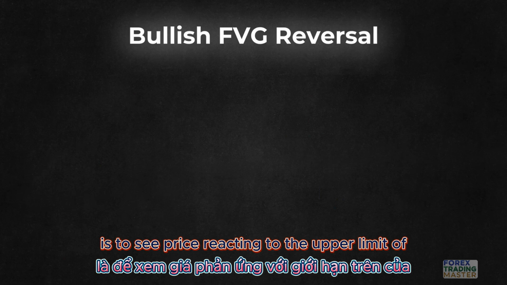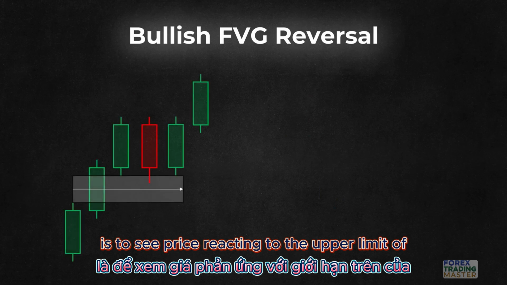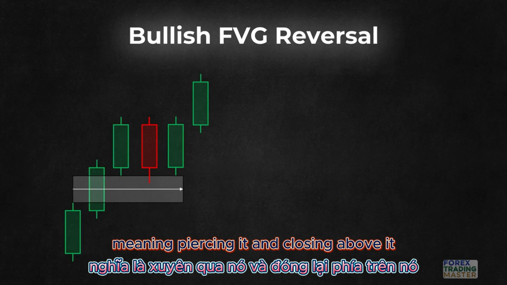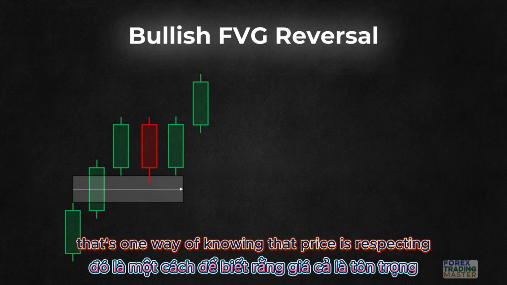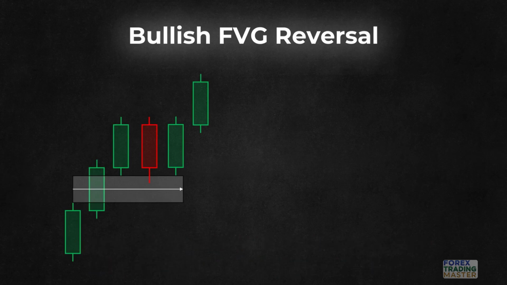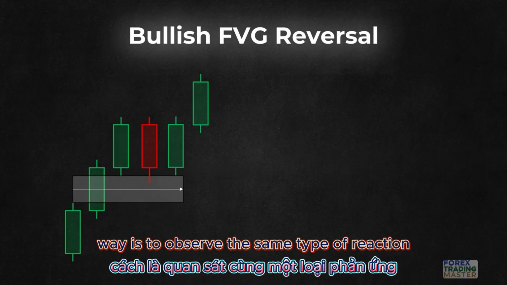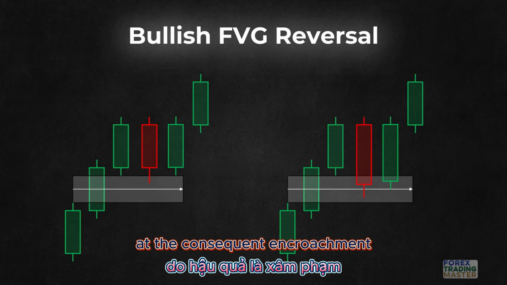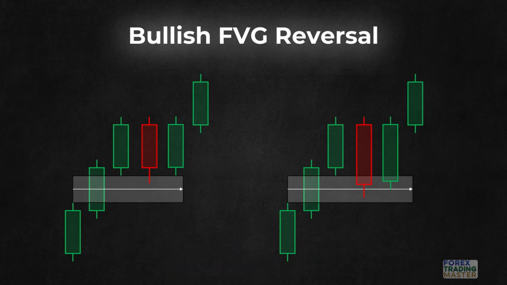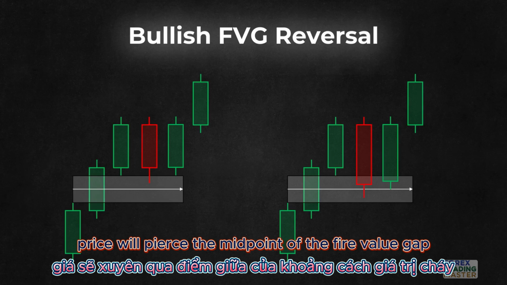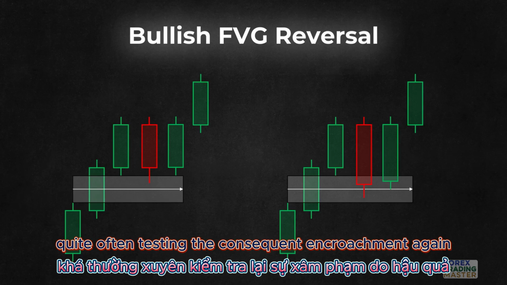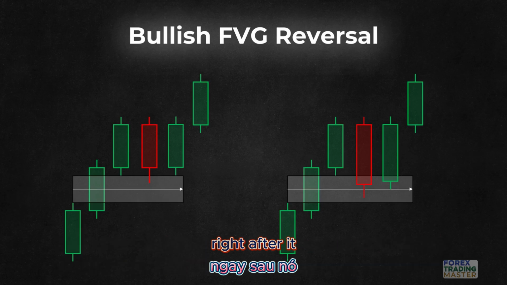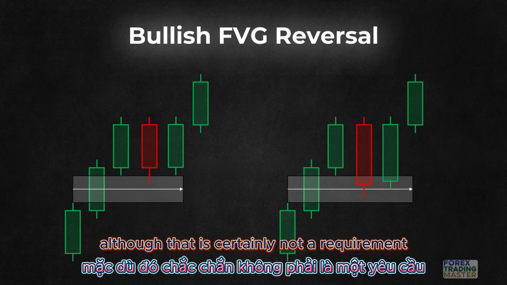The ideal scenario is to see price reacting to the upper limit of the fair value gap, meaning piercing it and closing above it. That's one way of knowing that price is respecting the fair value gap. Another way is to observe the same type of reaction at the consequent encroachment. Price will pierce the midpoint of the fair value gap and close above it, quite often testing the consequent encroachment again right after it, although that is certainly not a requirement.